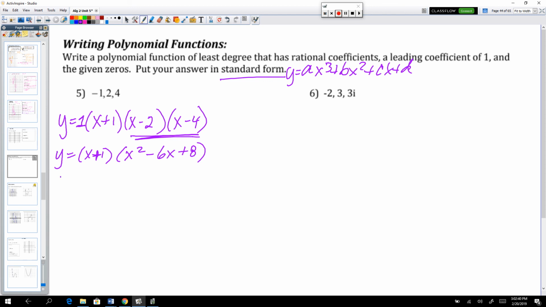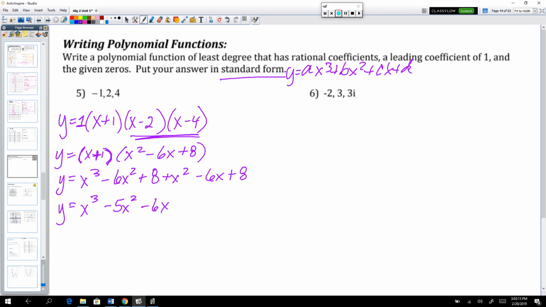Side to side, you distribute each term in the first parentheses into every term of the second parentheses. So I'll first distribute my x to everything. X cubed minus 6x squared plus 8x. And now I'll distribute my 1 to everything. Plus x squared minus 6x plus 8. At this point, I just need to order my terms and collect the like terms. So I have a single x cubed. I have -5x squared, -6x plus 16.